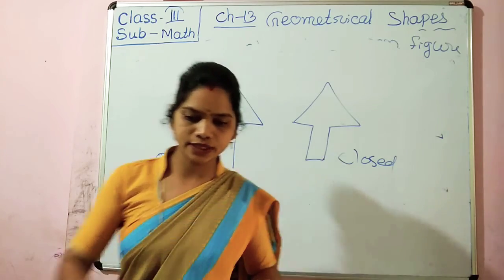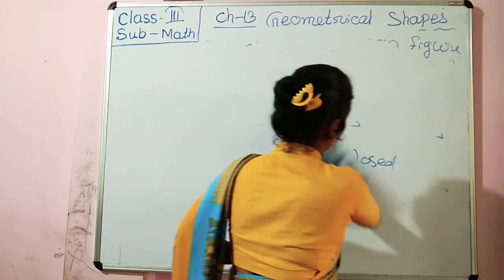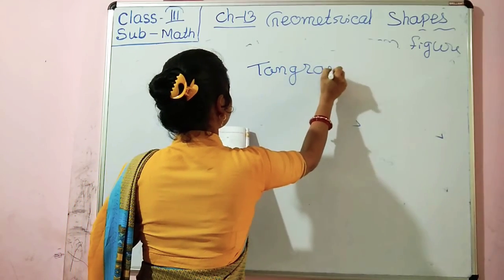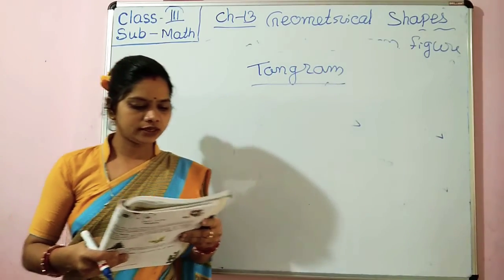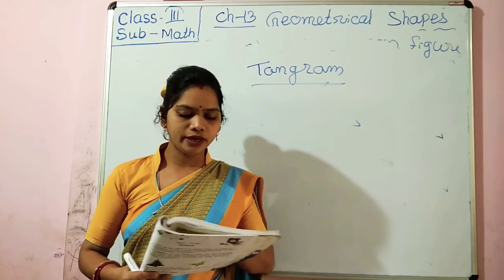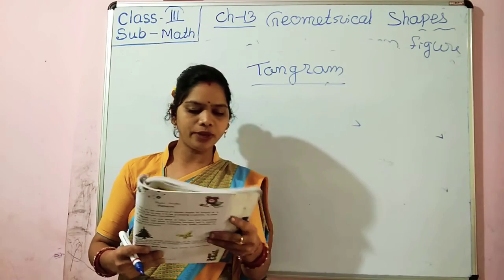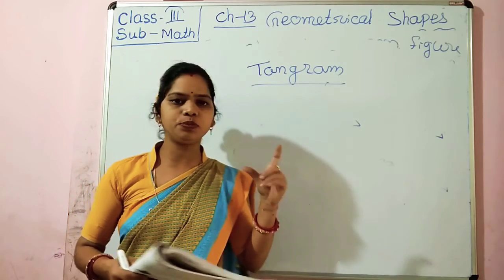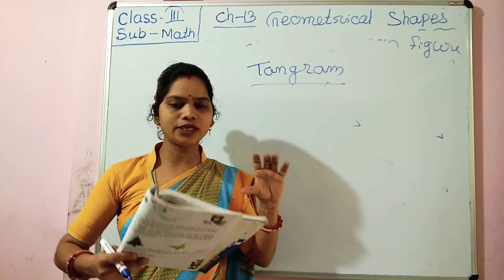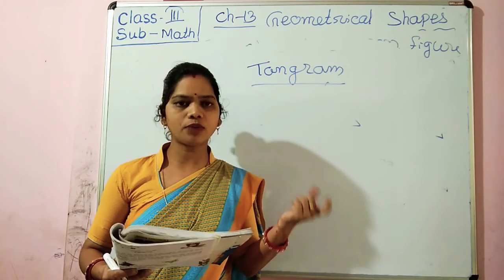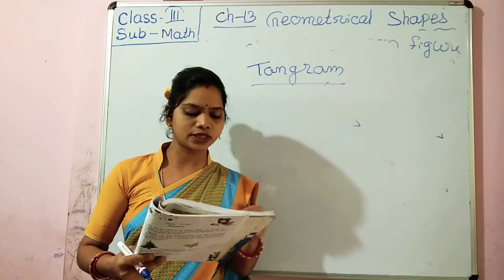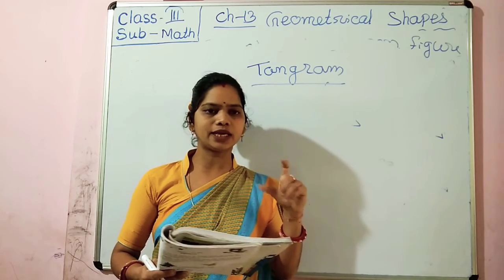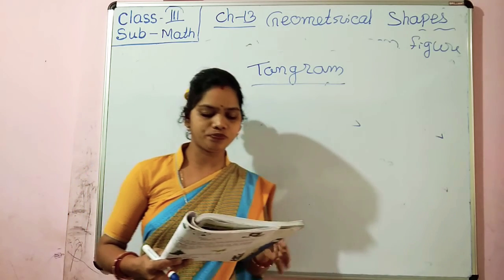Then tangram. Yes, children. Tangram is an old Chinese puzzle. From the pieces of the tangram, we can make many shapes of people, animals and birds. Tangram is a Chinese puzzle. We can make pictures of people, animals or birds with it. A tangram has either 5 or 7 pieces.